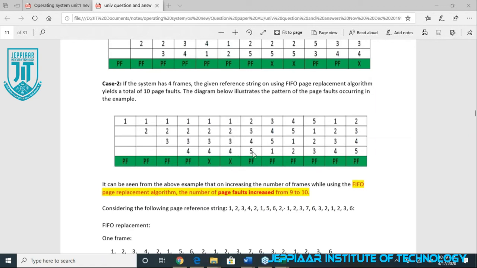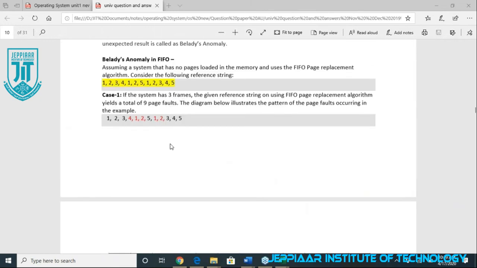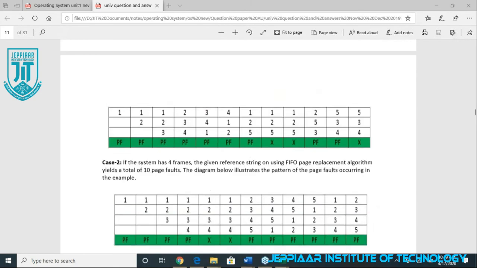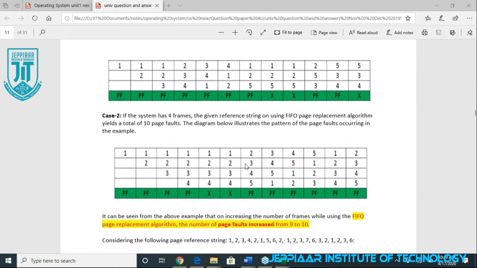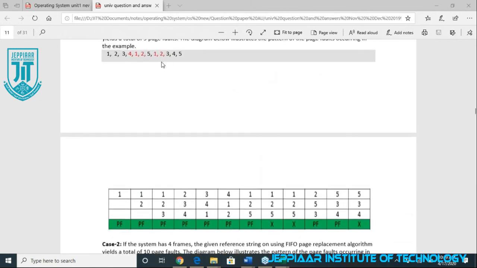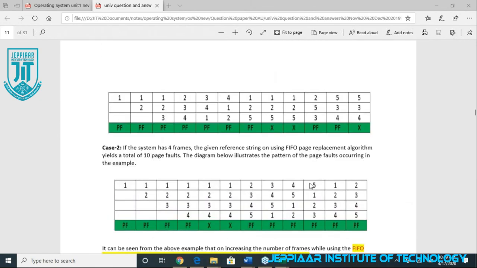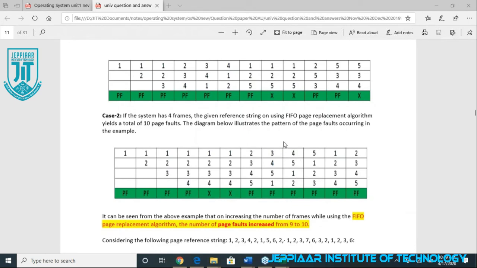Again, after 5 I'm getting 1 and 2. 1 is not there because 1 was replaced with 5. So 2 is replaced with 1 now. Again I'm getting a 2. 2 is not there in the main memory. So 3 is replaced now.